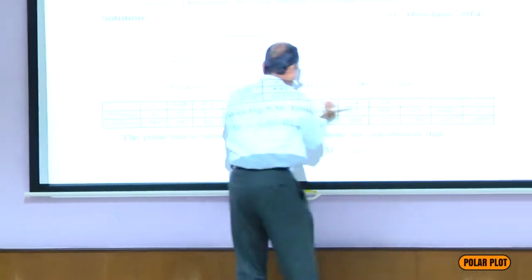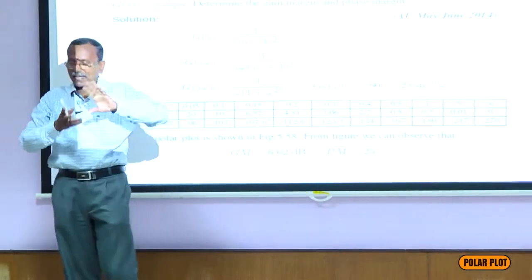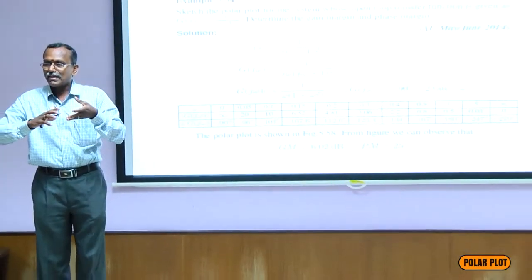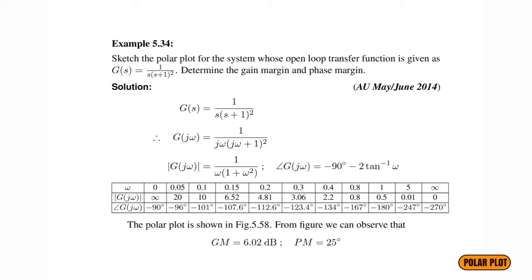How to select the intermediate points? For that, we multiply the numerator and denominator by the complex conjugate, equate the real part and the imaginary part to 0, and find the intercepts with the real axis and the imaginary axis. And here, we find that omega x is 0.5. So values on both sides of that are selected.